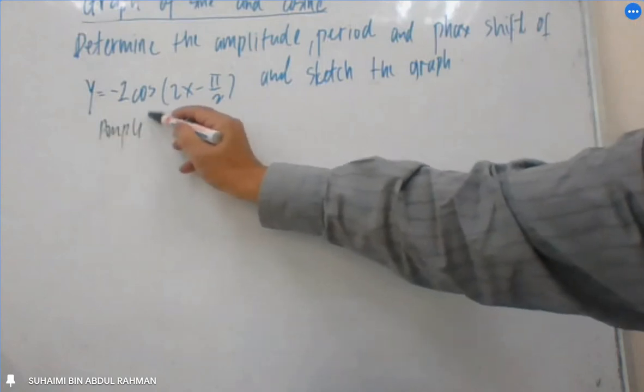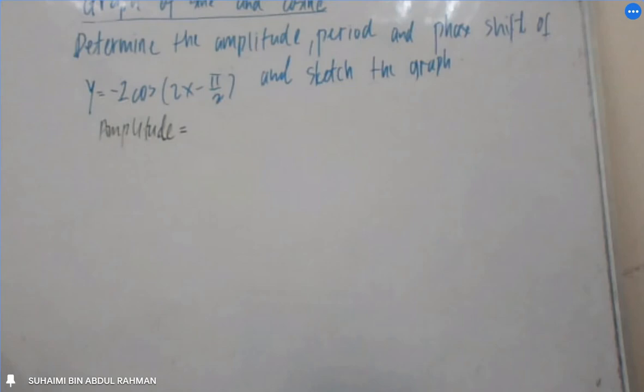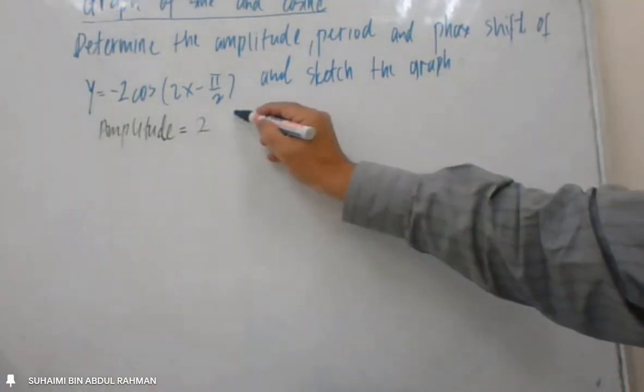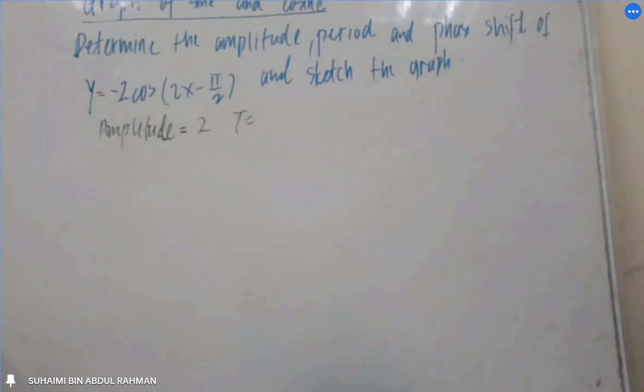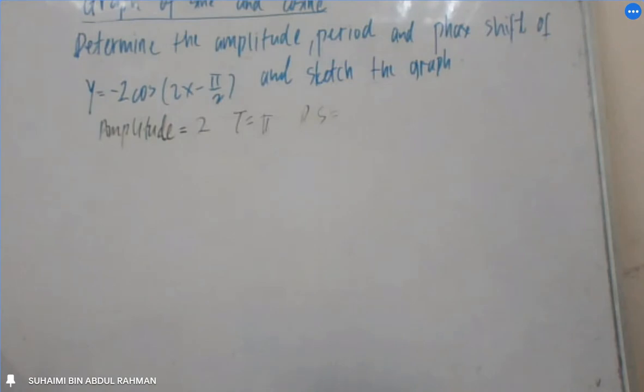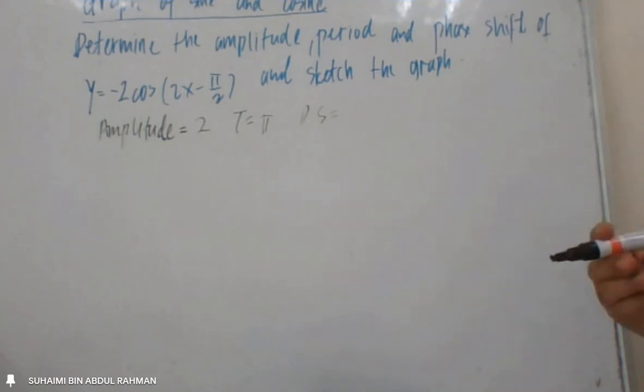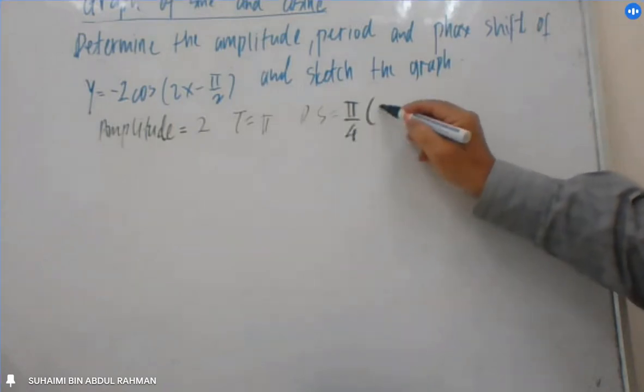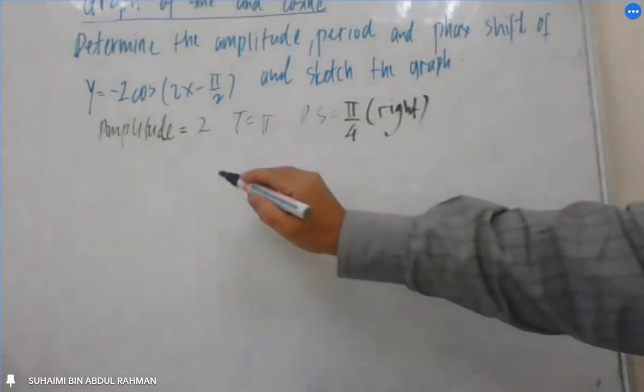Amplitude, 2. Period, pi. Phase shift, pi over 4. Shift right. Okay.